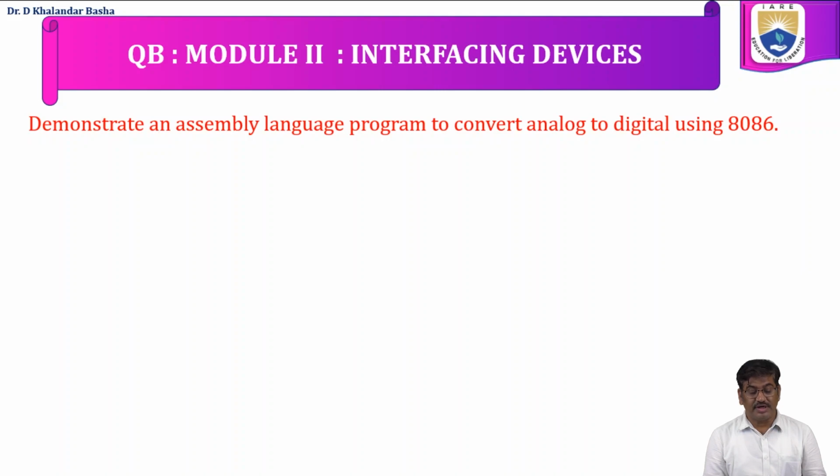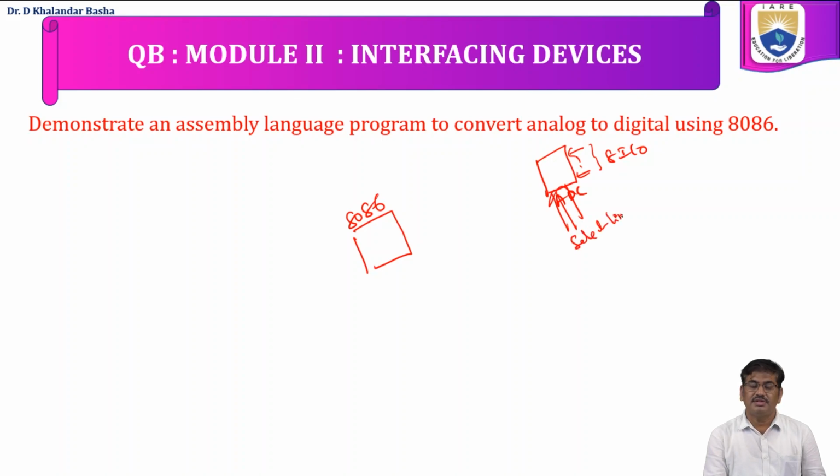The next one is, demonstrate an assembly language program to convert analog to digital using 8086. Here also we have the 8086 processor, and it has to control the ADC, where for this ADC we may have 8 different inputs that we can select through the select lines. So once the corresponding input is selected by the select lines, that particular input will be given for conversion through the ADC.